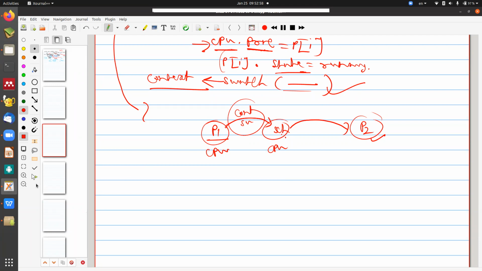Now we will go for another interesting part. We know about a process, but another interesting feature of the operating system is called a thread.